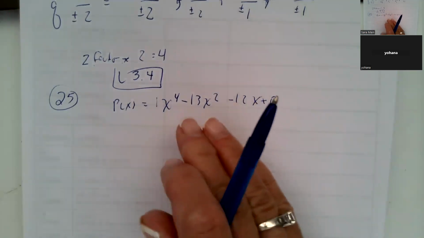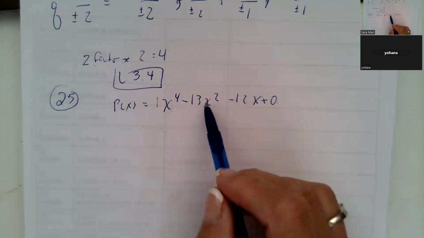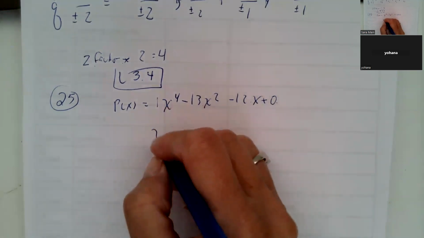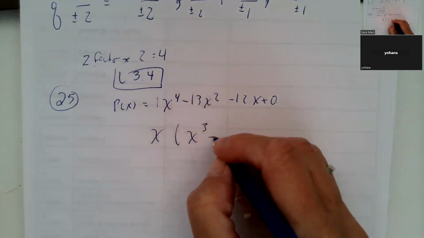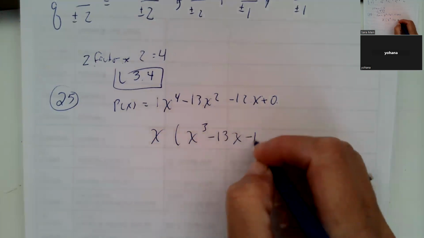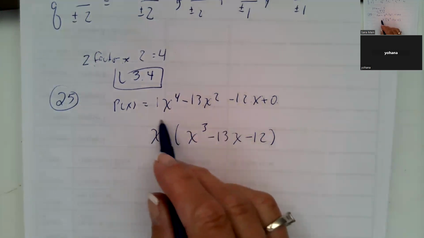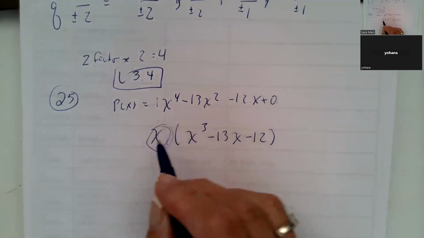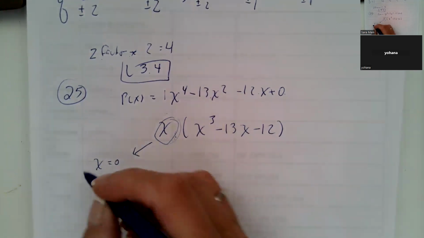But what I'm going to start off looking at is that I can factor an x out of all of these terms. So I'm going to factor out an x out front. That leaves me with x cubed minus 13x minus 12. Now I know I have a zero at x equals 0, because I factored out the x. So that leads me to one of my zeros right away.